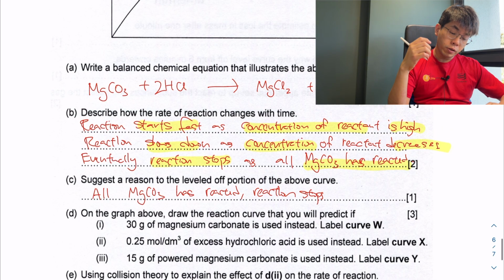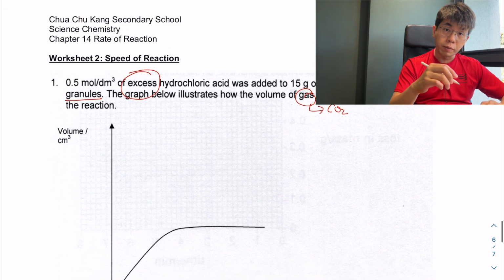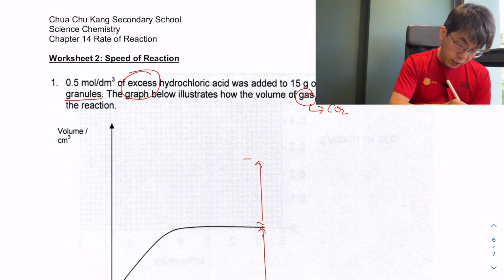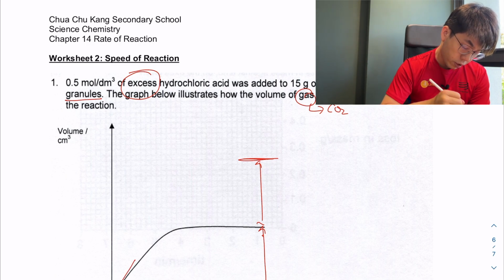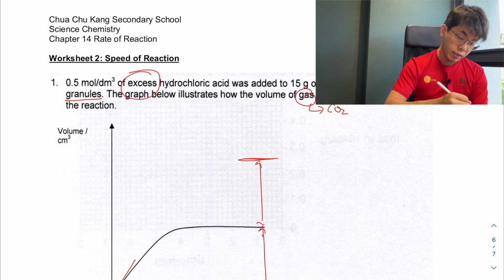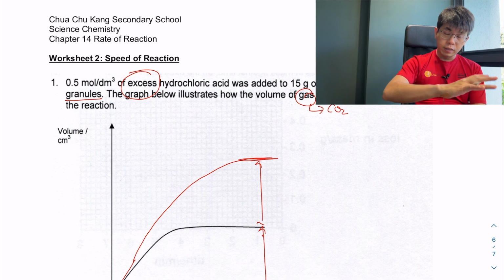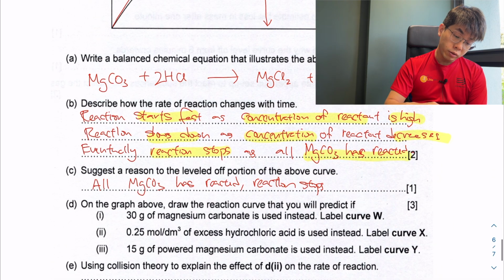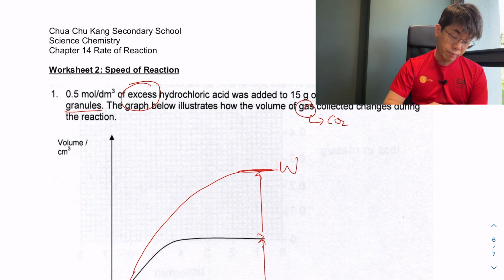First one, 30 grams of carbonate was used. We started with 15 grams, but now we are going to use 30 grams. That's twice, so instead of producing this amount of gas, I need to produce twice. So the ending point is here, right? We know mass doesn't affect the speed of reaction, so the rate of reaction will be about the same. You can see the gradient is about the same, and then I'll join these 2 lines together. The start represents the rate, and the ending represents the volume of gas produced. I label this graph W. So double the volume of gas, but the rate of reaction remains the same.